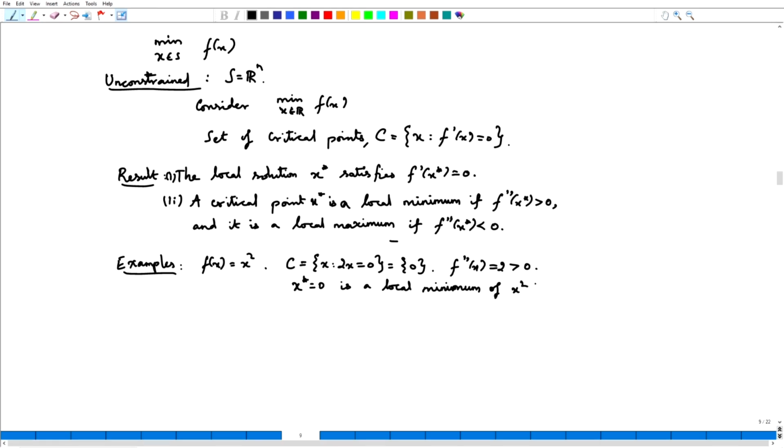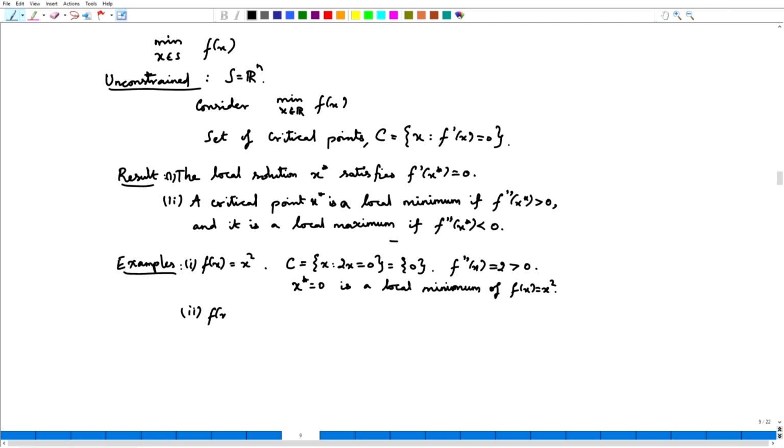Okay. So, maybe I will write f of x equal to x squared. Okay. So, that is one example.